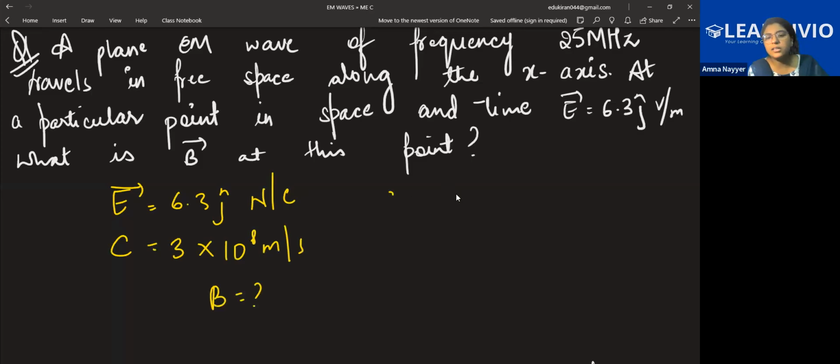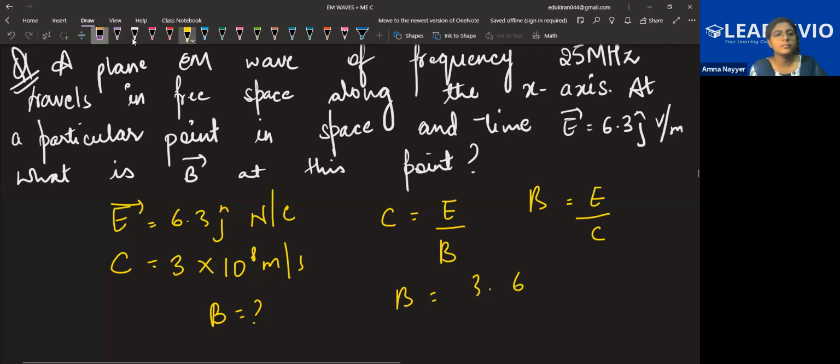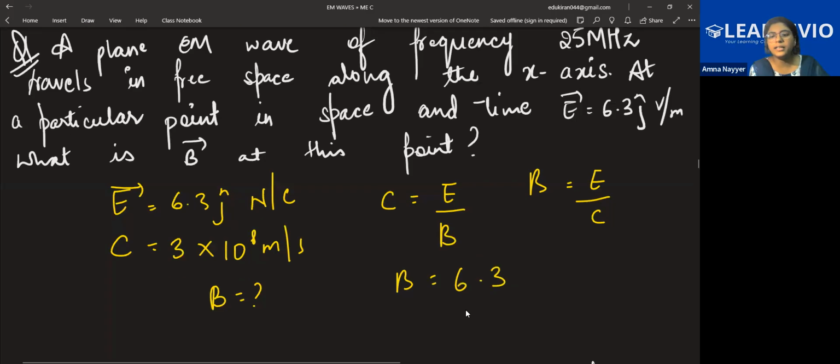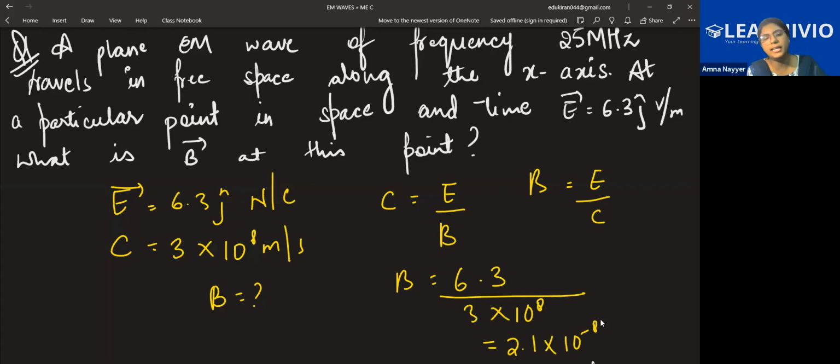So see, speed of light is equal to electric field by magnetic field. So straight away magnetic field will be equal to electric field divided by the speed of light. So hence magnetic field is 6.3 divided by 3 into 10 to the power 8. So this is 2.1 into 10 to the power minus 8. And this is magnetic field, so it will be in Tesla. Okay. One more question we will see. Please write this down.